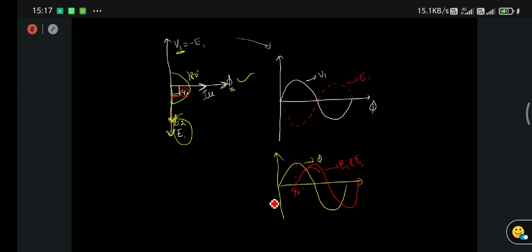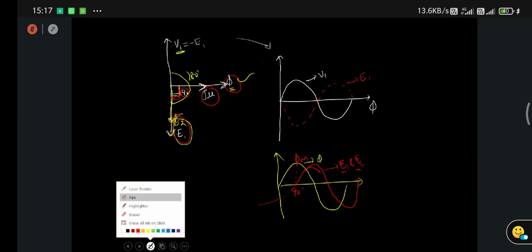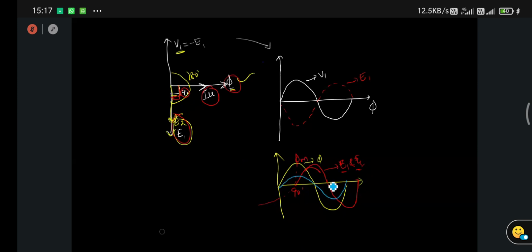This is the lagging part, not leading. You can see it is going to be the negative half cycle here, not positive. This E1 and E2 both lag phi by 90 degrees. This is the maximum value of flux. Suppose you get this I mu, then you can observe that I mu and phi are both in the same phase. This waveform and this waveform are both in the same phase.